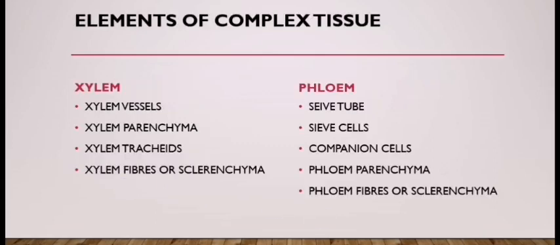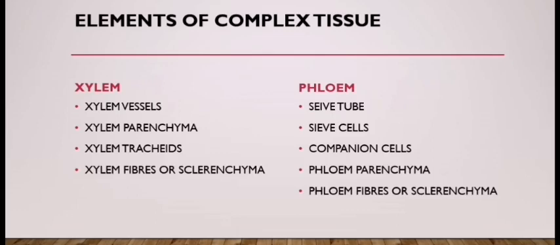Xylem and phloem are the only two complex tissues which we are learning. Now there are different components or elements when we come to complex tissues. Xylem has different elements and phloem has different elements. The different elements of xylem are xylem vessels, xylem parenchyma, xylem tracheates, xylem fibers, or xylem sclerenchyma. Don't get confused that xylem fibers are also called xylem sclerenchyma.